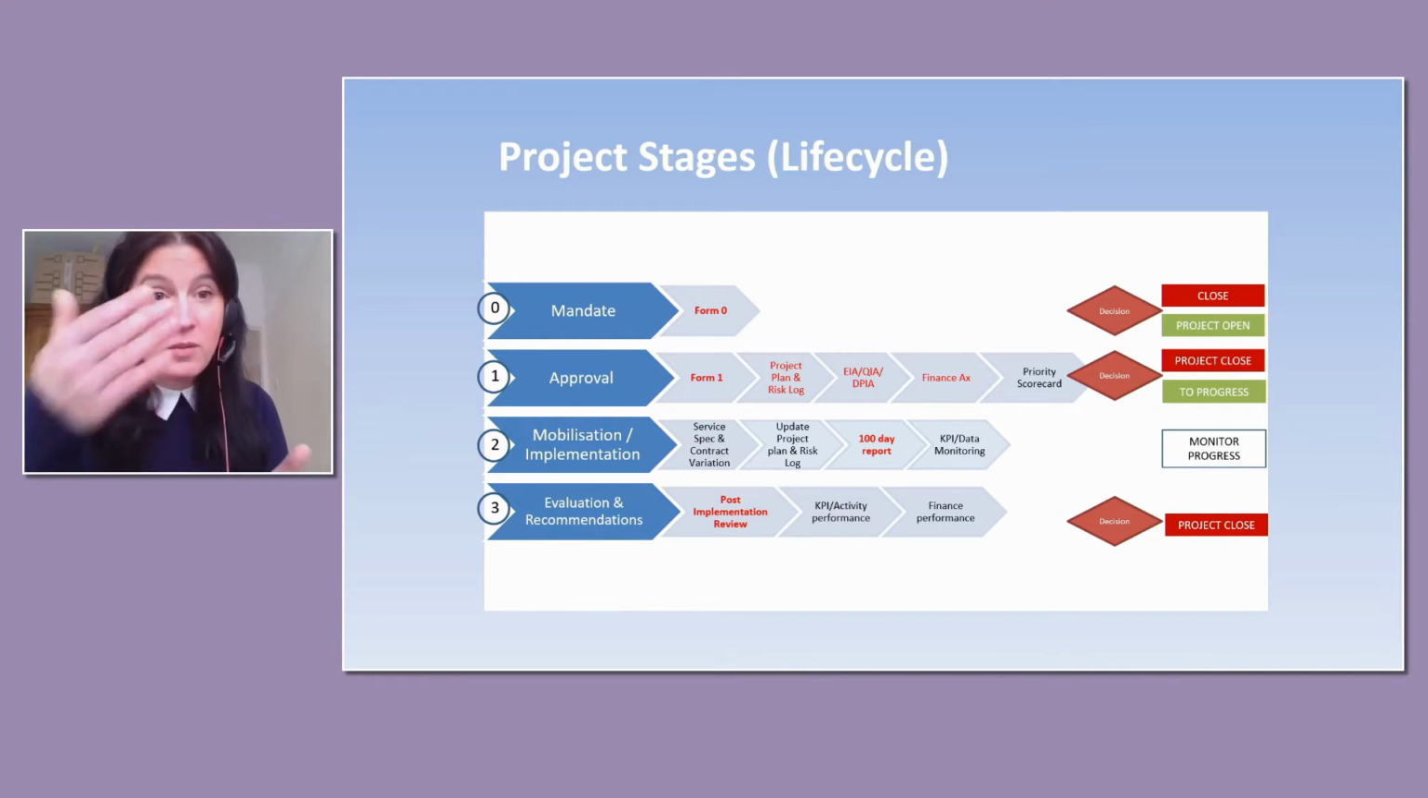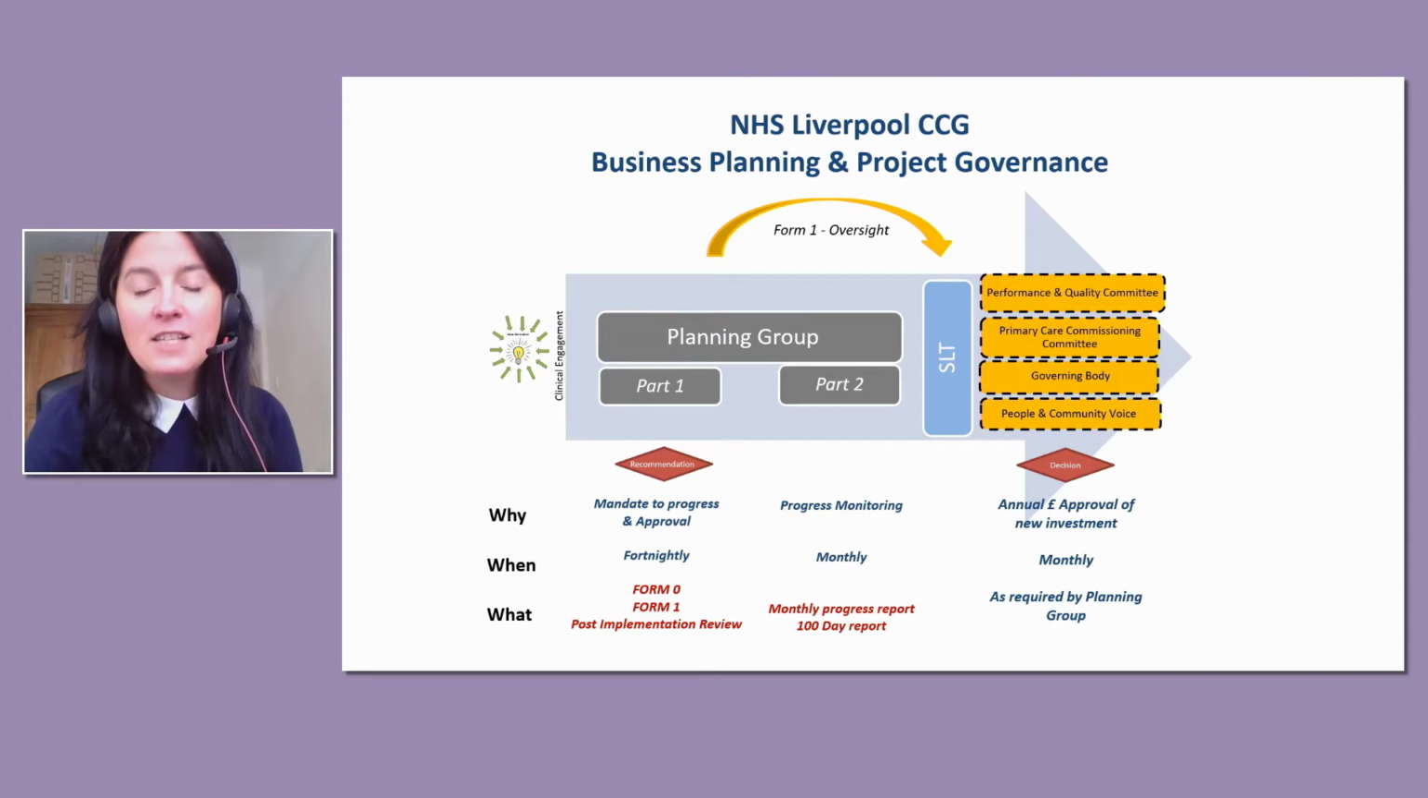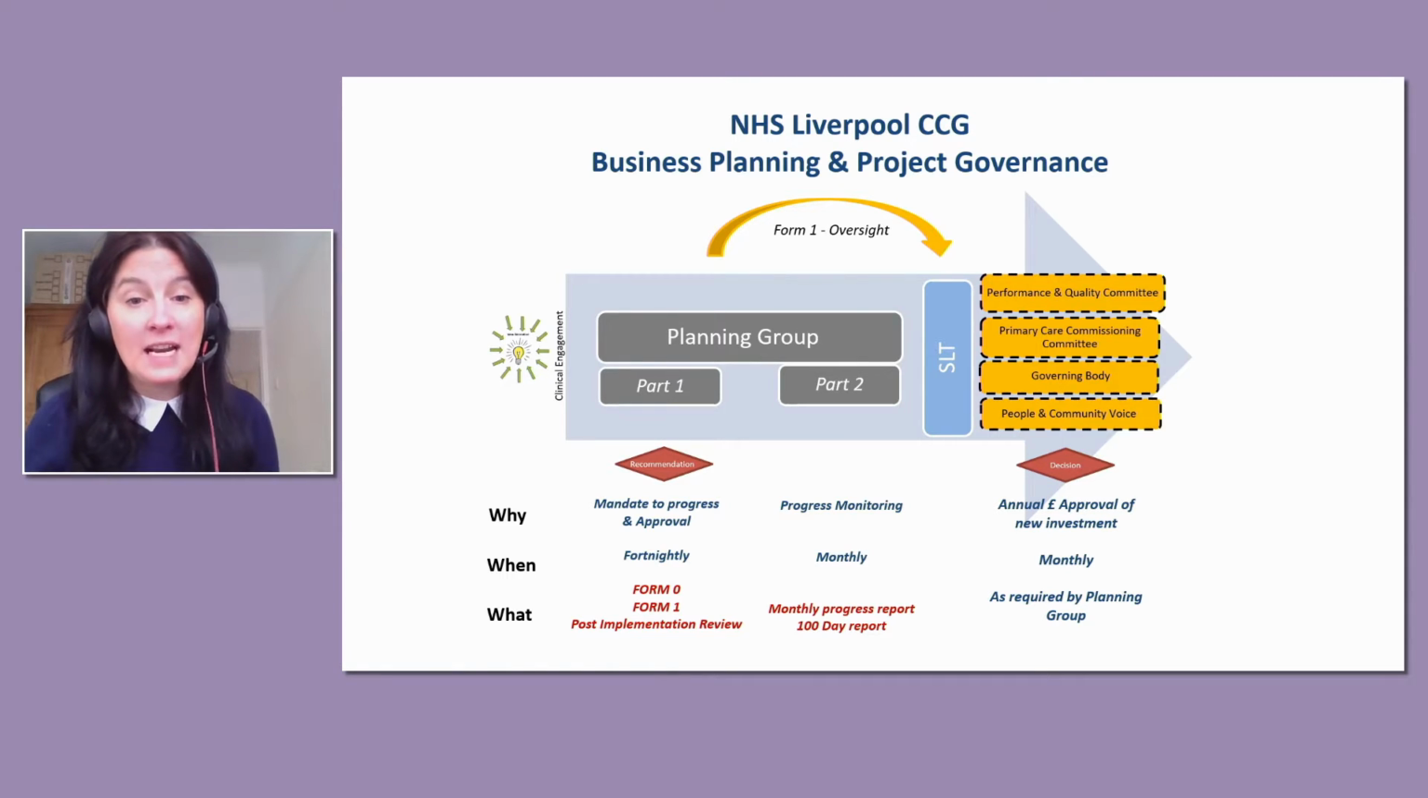But this is the process that we have to go through, our business planning process. Next slide, please. And so, as you would imagine, there's a lot of governance around that planning process. So we have the planning group that I've just spoken of that meets every 2 weeks, and that has a part A and a part B.